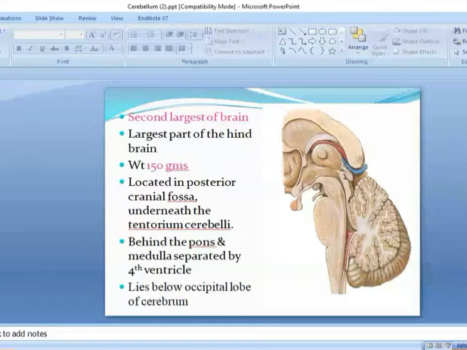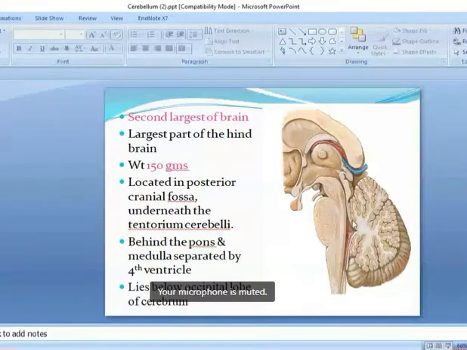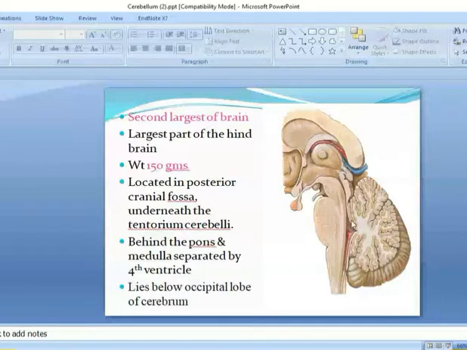So look at it. This is the cerebellum. Okay, it is situated in the posterior cranial fossa underneath the tentorium cerebelli. Behind this is the pons and this is medulla oblongata and this is fourth ventricle. So this fourth ventricle is between the cerebellum and the pons and medulla oblongata. Okay, and it lies below the occipital lobe of the cerebrum. Just you have to remember it is part of hindbrain. It is situated in posterior cranial fossa and it lies behind the pons and medulla oblongata, separated by this fourth ventricle.